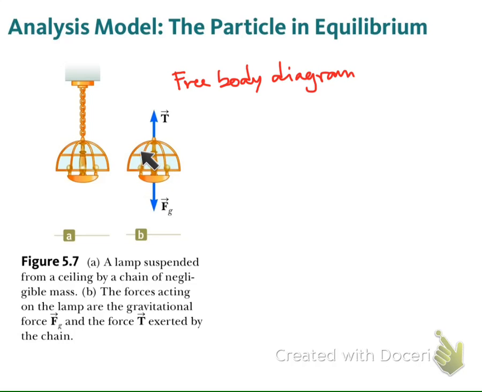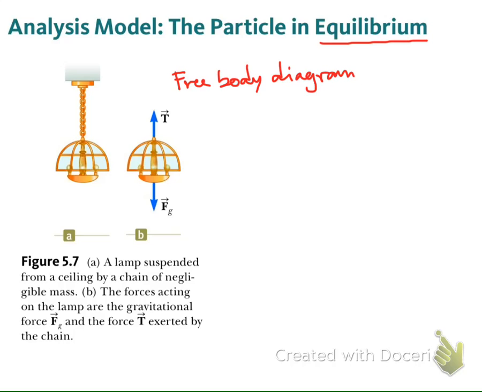But if the lamp is in equilibrium, it means that it's not moving. So there must be another force that cancels the gravitational force. And in this case, we know that it is a tension in the chain. So you draw the gravitational force, you draw the tension, and these two forces cancel, and we say that the particle is in equilibrium.